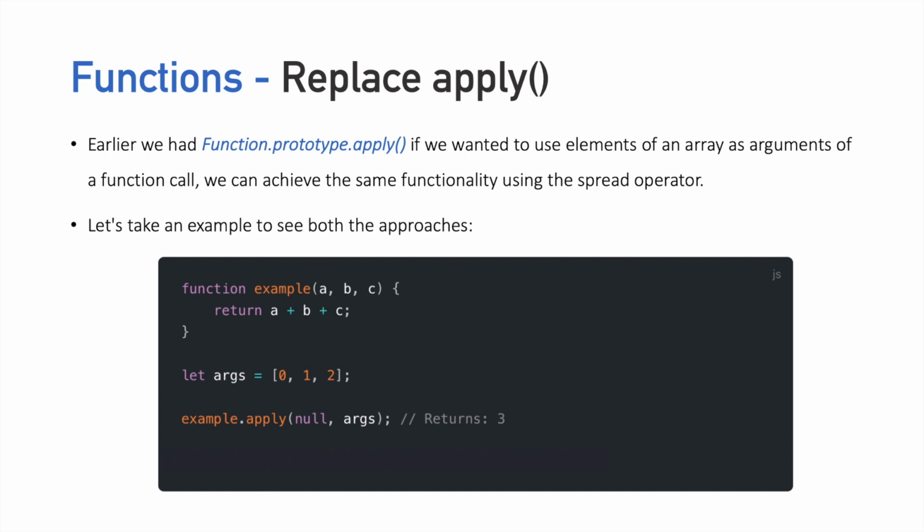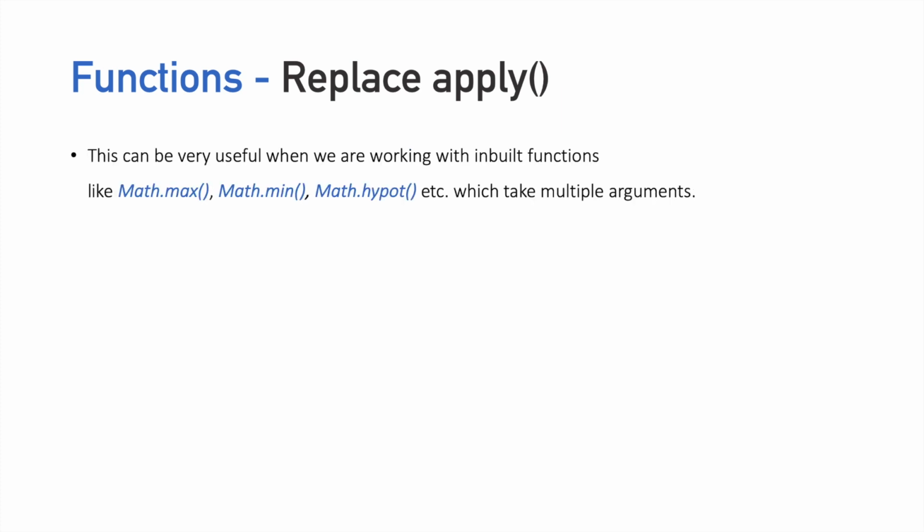And now if we want to achieve the same using the spread operator, we can simply expand the array using the spread operator in the argument section of the function call, which will also give us the same output as 3. And we can see that using the spread operator, it is a cleaner and shorter syntax to pass multiple arguments to a function in the form of an array. And this can be very useful when we are working with inbuilt math functions such as max, min, which take multiple arguments to provide an output.